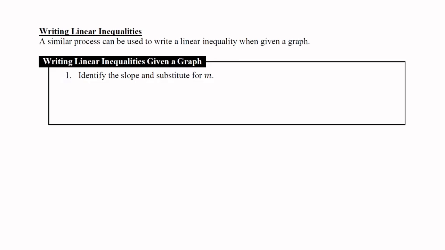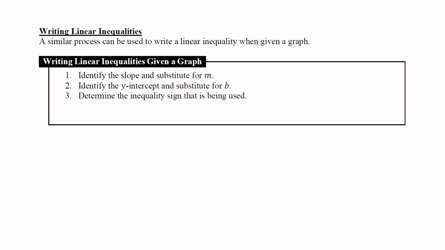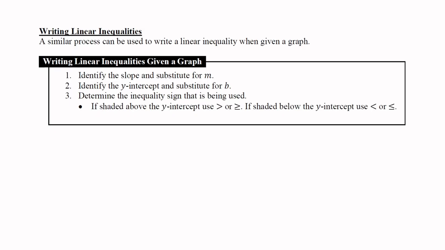A similar process can be used to write a linear inequality when given a graph. You're going to identify the slope and substitute that in for m. You're going to identify the y-intercept and substitute that in for b. You'll determine the inequality sign that is being used. If it's shaded above the y-intercept, use greater than or equal to. If it's shaded below the y-intercept, use less than or equal to. If the boundary is solid, use greater than or equal to or less than or equal to. If the boundary is dashed, use greater than or less than.